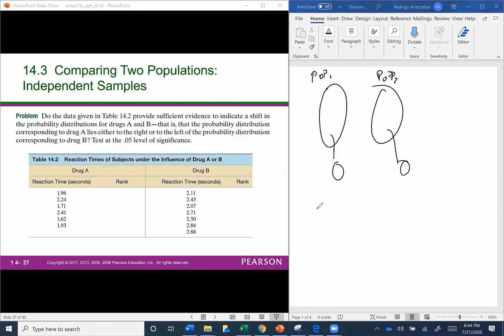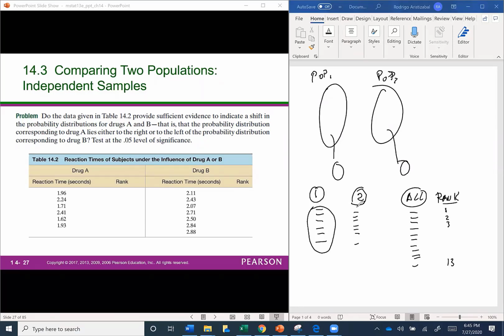Then we collect our data, the samples from population 1 and from population 2, but we are not going to use these numbers directly. We are going to treat this data as one sample. We put all together and rank all of them, starting from number 1, number 2, number 3, until, in this case, 7 plus 6 is 13. We have 13 numbers. We are going to test the hypothesis of whether the medians of these values are shifted.